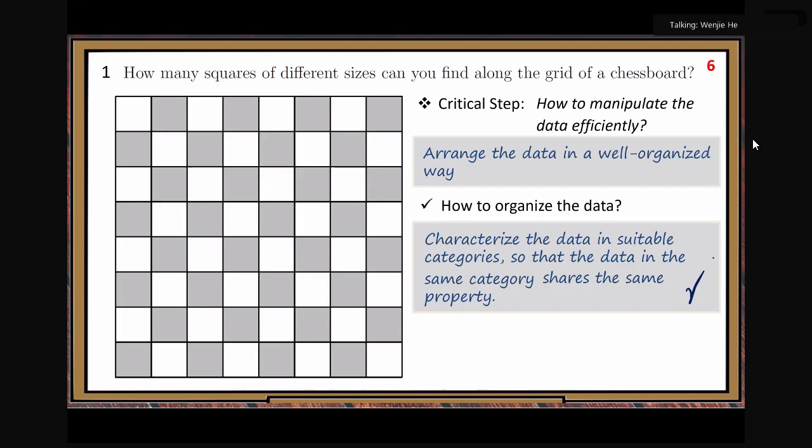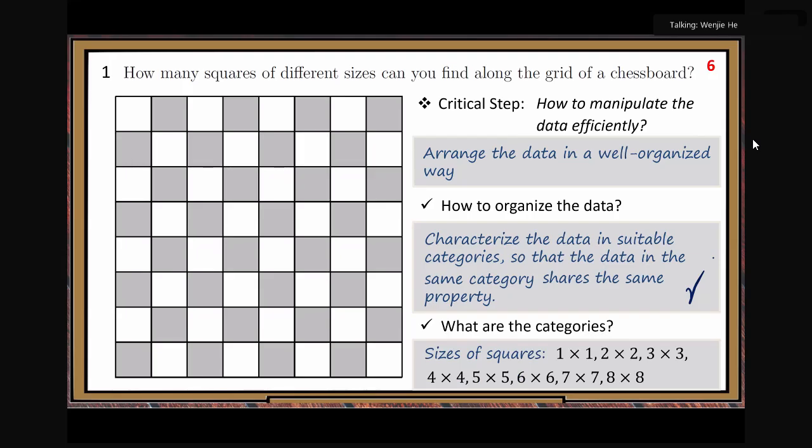Now here, what are the categories? Squares of these sizes: 1 by 1, 2 by 2, all the way through 8 by 8. So we have 8 different categories. That's the way we use to organize our data. We organize our data in these 8 different categories. This is one important step in problem solving.